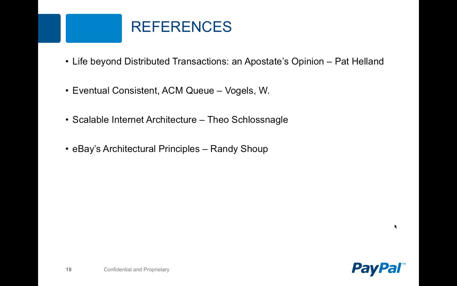A classic is Life Beyond Distributed Transactions by Pat Helland. The other one is Eventually Consistent by Vogels, a classic paper on eventual consistency. And then a couple of other references on building scalable internet architecture. We have one there by Andy Sharpen, who was with them five years back. He talks about some of these principles as well.